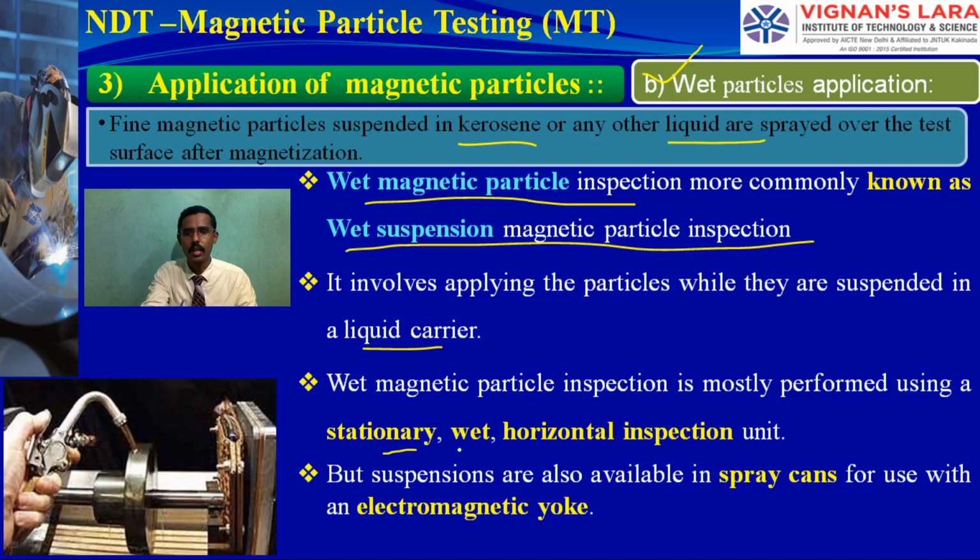But the suspensions are also available in spray cans. For these difficulties, they now have small spray cans, density increased spray cans. When we are spraying, the suspended particles sprinkle and stick over there. So these are the methods they are now finding. Spray cans are used with electromagnetic yokes. So that is how we understand dry particle and wet particle inspection.